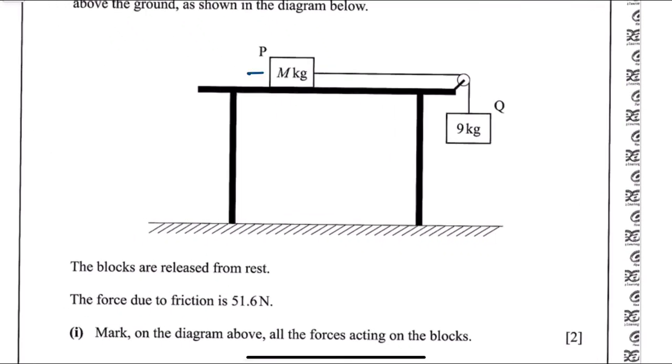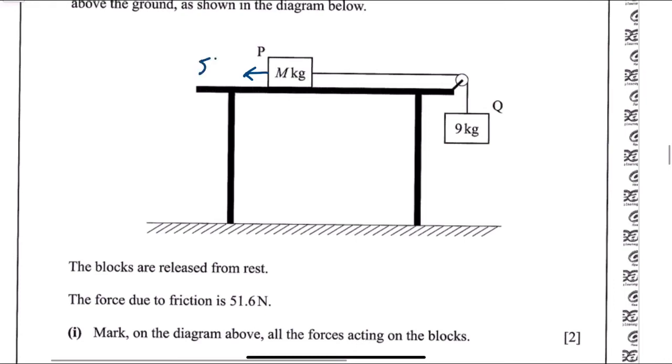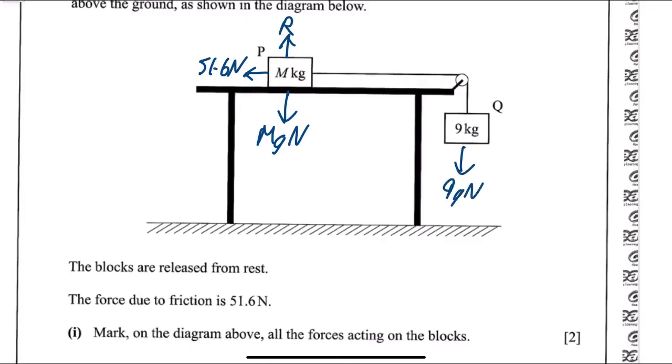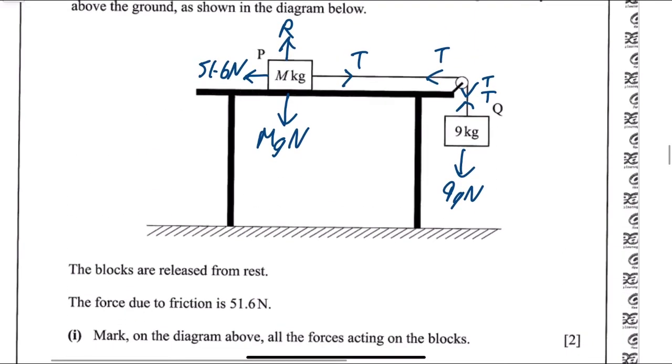So first of all, let's mark on the friction. That's 51.6 newtons. You're going to have your mass, your weight, of this mg. You're also going to have a normal reaction here. You're also going to have the weight of this thing, which is going to be 9g newtons. And then this is where you're going to have your friction acting here. There's also going to be a tension acting there. Tension going back here and a tension going here. So that's what you've got. That's it done. That's all we have. Yep.